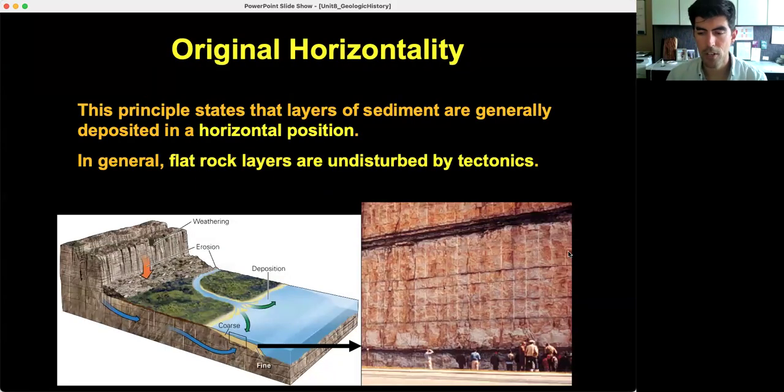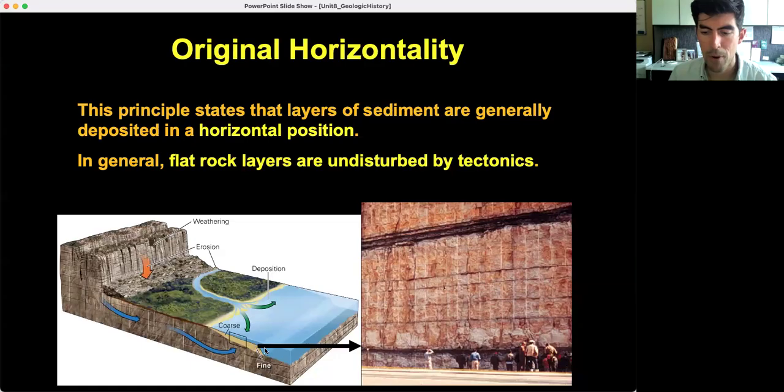So, original horizontality. Basically, what original horizontality suggests is that when sedimentary layers are deposited, often they are deposited horizontally in the environment. And we remember this from our journey to create a sedimentary rock. Remember how once sediment is created, it is transported towards the basin where it is deposited into the location where it will be transformed or lithified into a sedimentary rock.